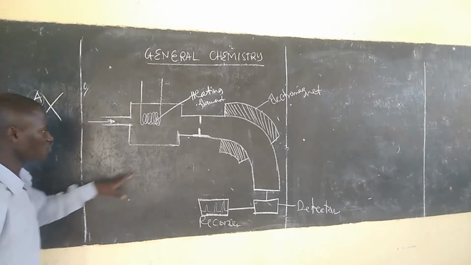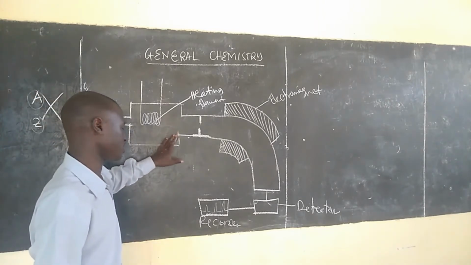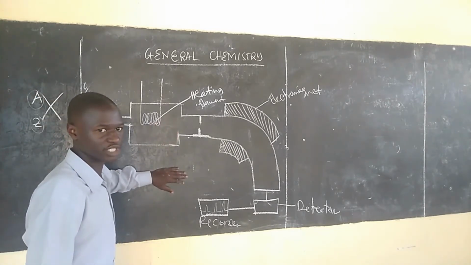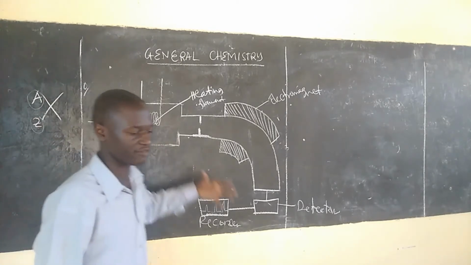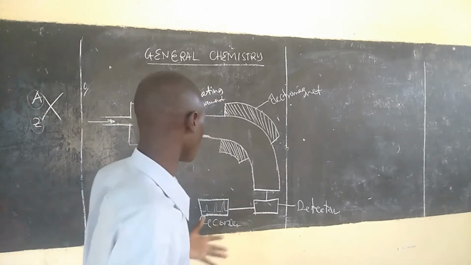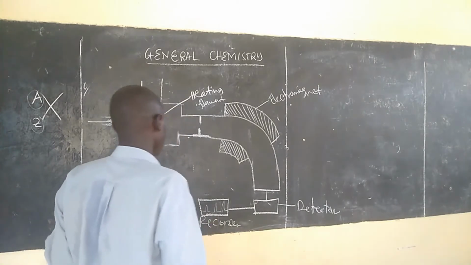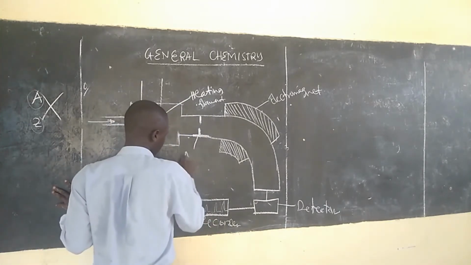Now I want to explain this mass spectrometry. Always we have a question in this part ambayo huwa wanauliza withdraw na pia uelezee inafanyaje kazi. Hizi hapa ni accelerating plates.